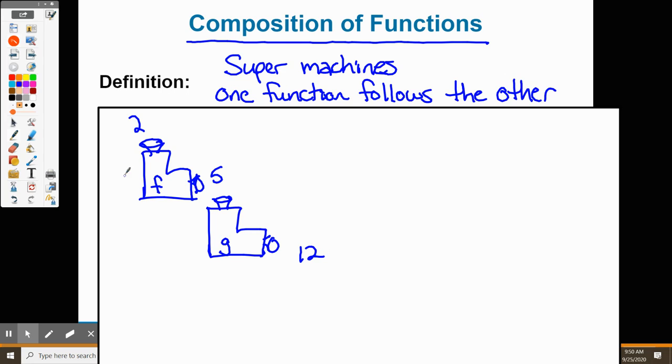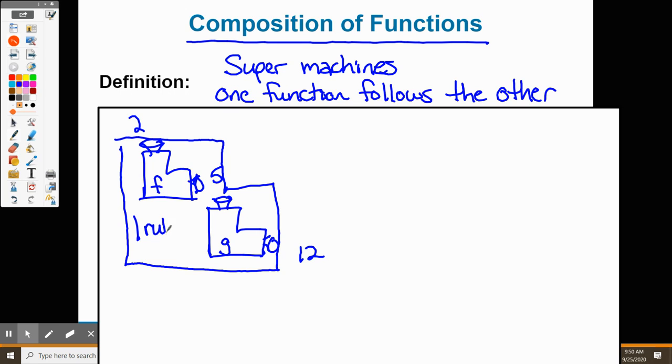This is a composition, and then what we're going to do when we find the composition is we are going to make a super machine that instead of having these two rules just has one rule that combines them both, that when you plug in 2, it just shoots out a 12. Okay, so that's the idea here.